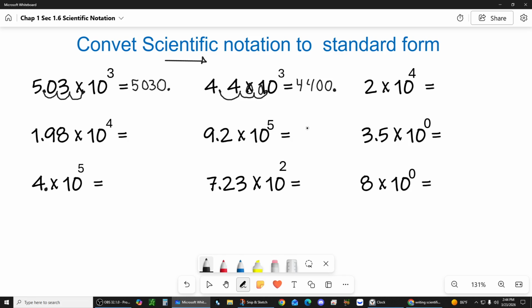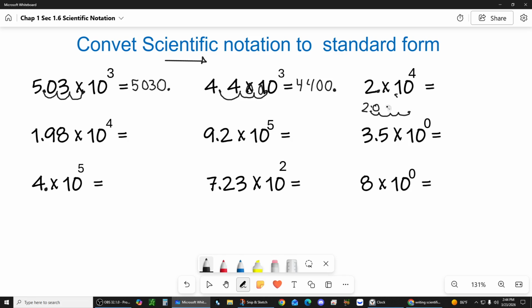Okay, the next one, this will be 2 times 10 to the fourth power. Remember, the exponent is going to tell you how many units you have to move the decimal point, and that will be 4 units. Now, you don't see the decimal point, right? So we have to put the decimal point, and now move it 4 units. So let me write it here. So that should be 1, 2, 3, 4 units.